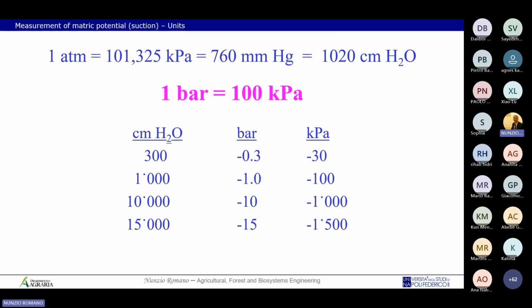And then at the end, we have the very famous one, I know for those of you who are agronomists, you always talk about minus 15 bar. It is the famous permanent wilting point. Minus 15 bar is equivalent to 15,000 centimeters of water or minus 1,500 kilopascal. And I hope this also helps you to understand more the differences between the systems of units.